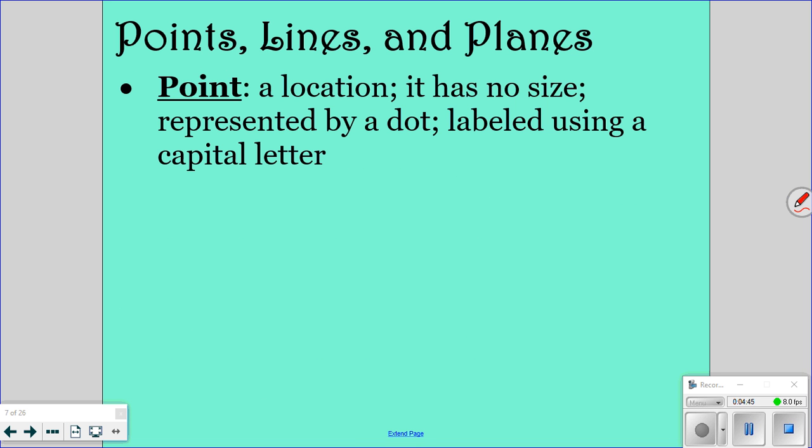So a point is just a location. It has no size, and it's represented by a dot. There's my dot, and you label it with a capital letter. So that would be point A. That would be point B. That could be point C. It's just a location. It's represented by the dot, but it doesn't actually have a size.